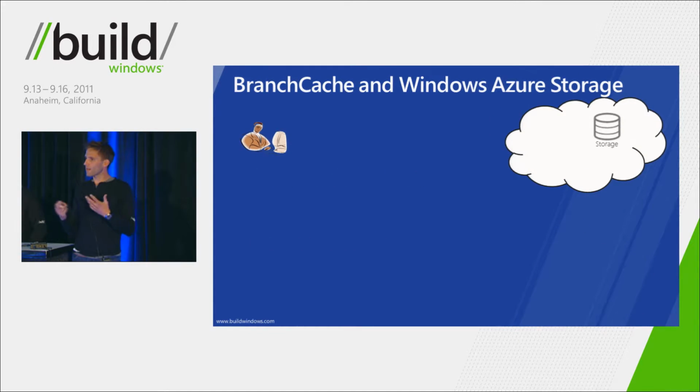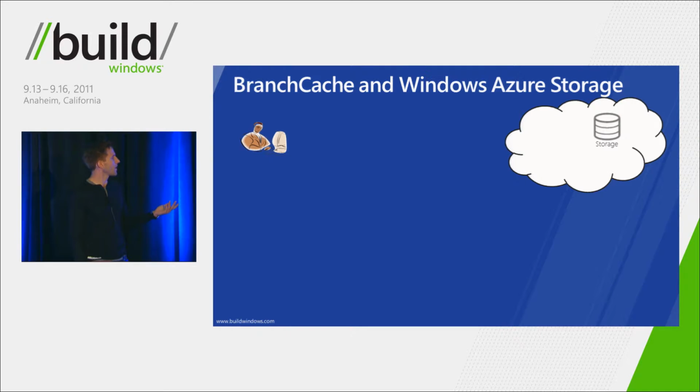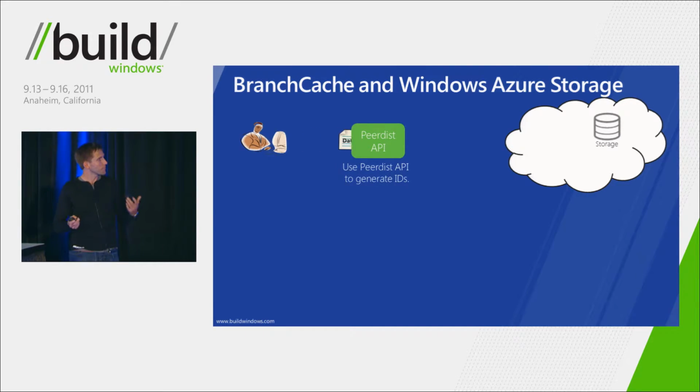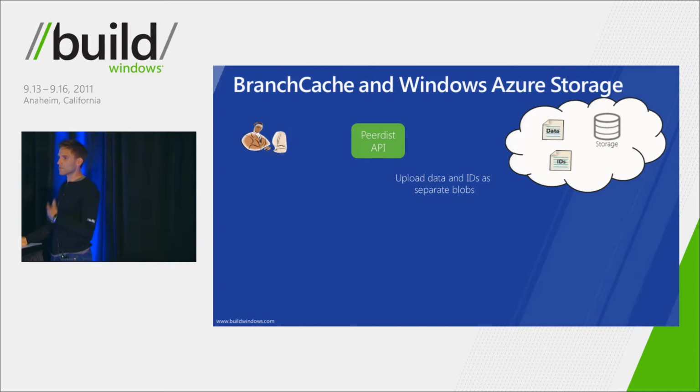Okay, so let's say we've got an admin, and he's going to upload something to Windows Azure Storage so that other people can download it. And what he's going to do is he's going to take his file. I can't stray too far from the machine. He's going to take his data, and he's going to run it through the peer distribution API. So he's going to generate hashes for his stuff. And what this is going to end up doing is he's going to be left with his data, and he's going to be left with his identifiers in two separate blobs, two separate files. Let me just upload both of these things. So we're going to upload the data, and we're going to upload the identifiers. And these two things will exist as separate blobs up in the storage service.